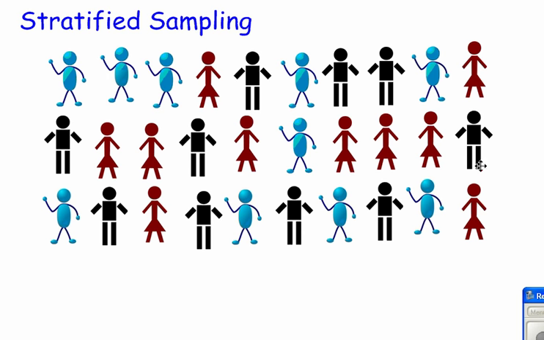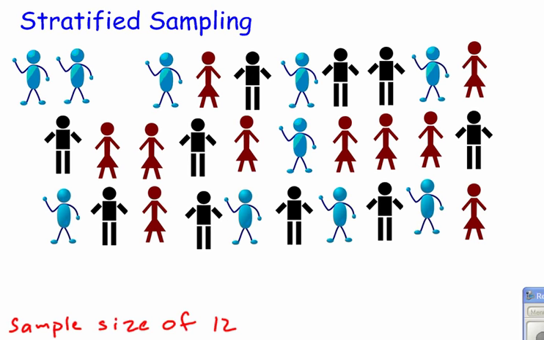I've got the same population as last time. Let's say these are my dog walkers or my voters, whatever they may be, and I still want a sample size of, this time let's say I want a sample size of 12. Okay, so what I end up doing in stratified sampling is I want an equal or close to an equal amount of people from each group of people. So the first thing I need to do is group these people.